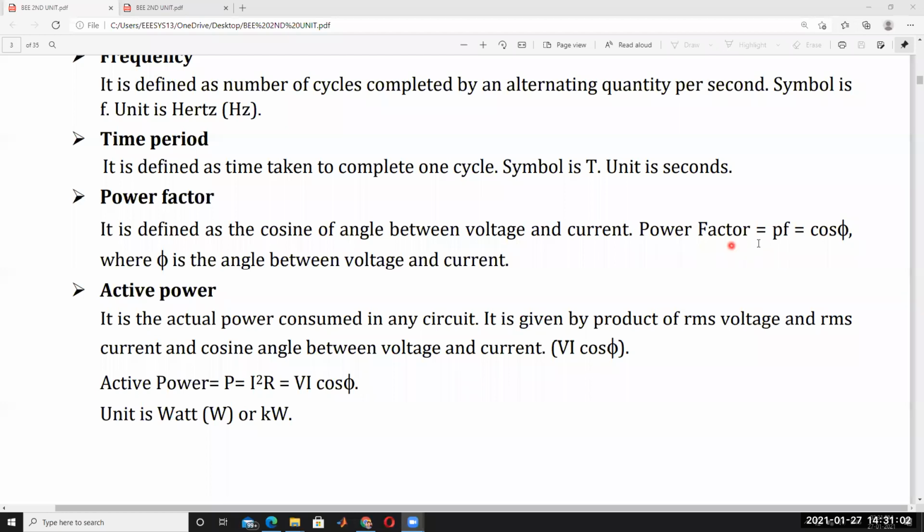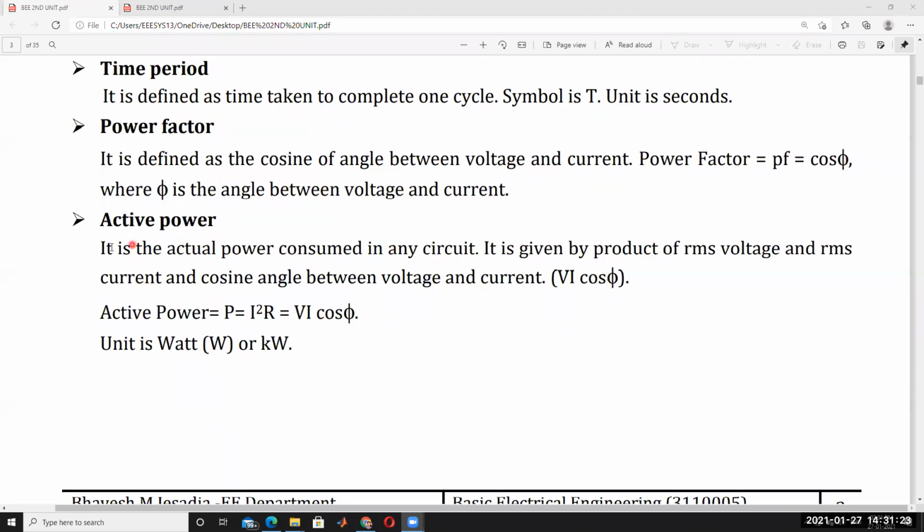So power factor is equal to cos phi, where phi is the angle between voltage and current. Power factor is equal to cos phi. Here phi is called the angle between voltage and current. Understood? It is defined as the cosine of angle between voltage and current, called power factor.